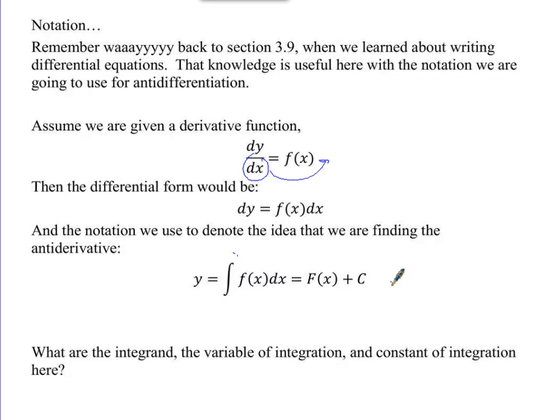So at the bottom, what are the integrand, the variable of integration, and the constant of integration here in this problem? Well, the integrand is that symbol right there.